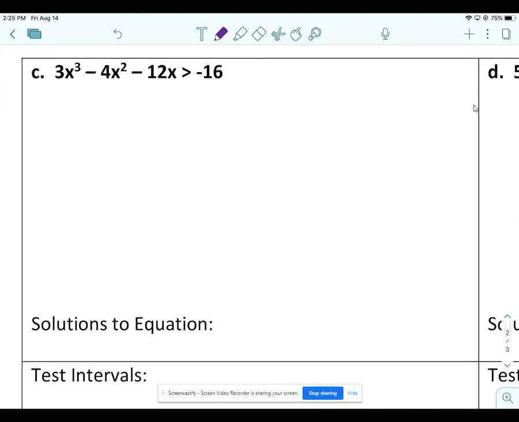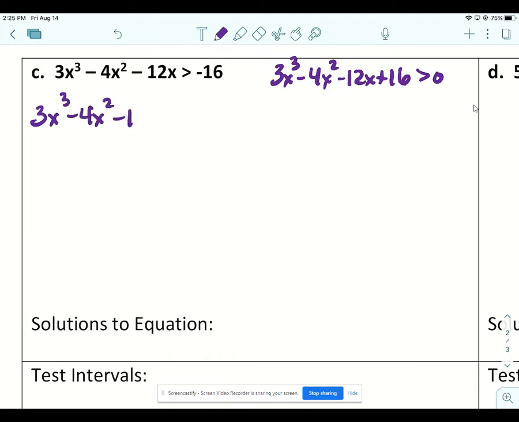Okay, let's look at this one. Let's go ahead and get everything on one side, and then write it as an equation. All right, and then this is a polynomial equation with 4 terms, so we're going to factor it by grouping.